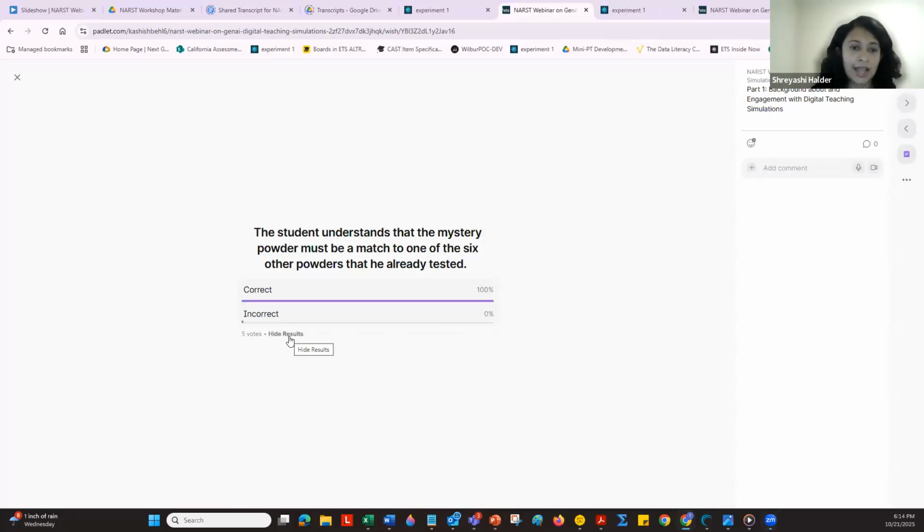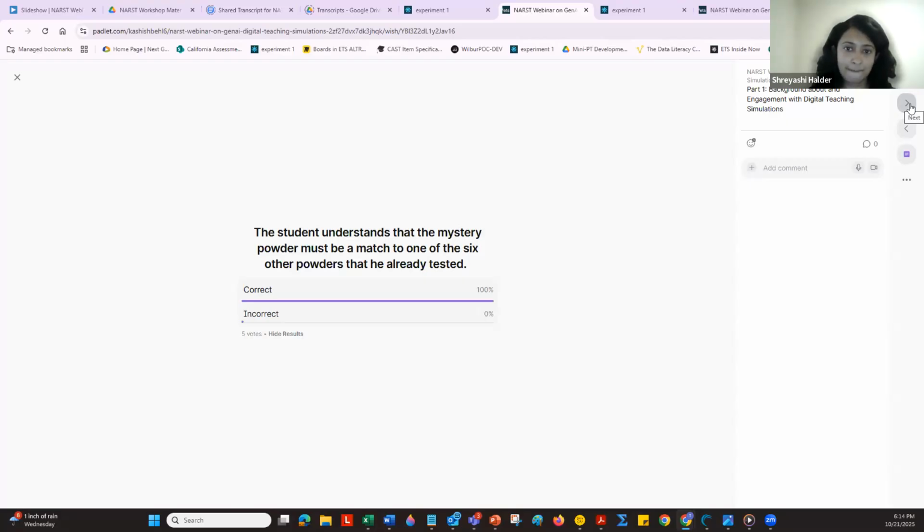Okay, 5 votes, and we can see that all of you said the response is correct, right? Yes, that's true. So this is true about Caleb's understanding. He understands that the mystery powder must be a match to one of the 6 other powders that he already tested.